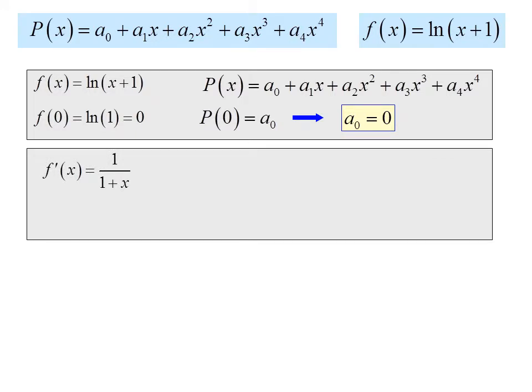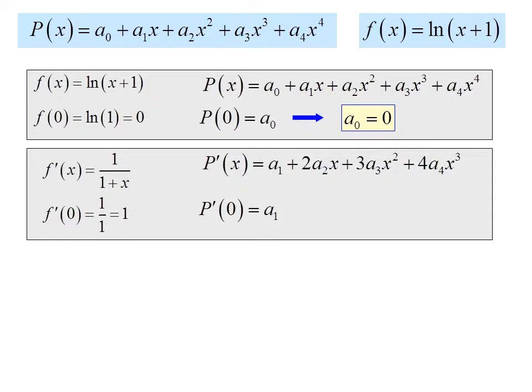f prime of x is 1 over 1 plus x. f prime of 0 then is 1 over 1, or 1. p prime of x is the derivative of our original series, or a sub 1 plus 2 a sub 2 x plus 3 a sub 3 x squared plus 4 a sub 4 x cubed, as we took the derivative term by term. p prime of 0 must be a sub 1, because the last three terms cancel out. Therefore, a sub 1 must be 1.